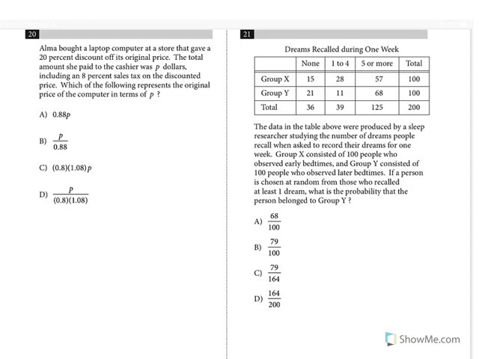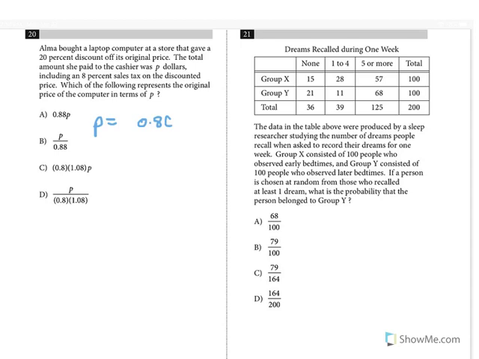All right, so this one is a little tricky, I admit, but we've got to understand discounts and sales tax, all those different things. We want to find out what the original cost was. But let's start with what Alma paid. So the amount that she paid is equal to, now let's go on the inside, there was a 20% discount off its original price, which means 80% of the original cost.